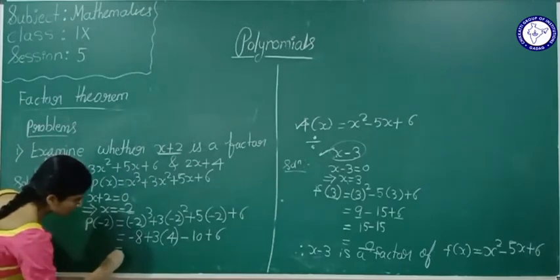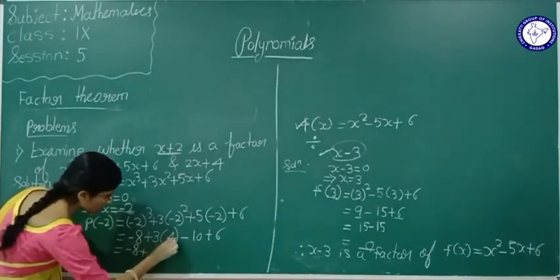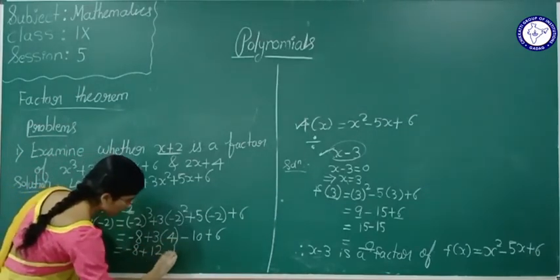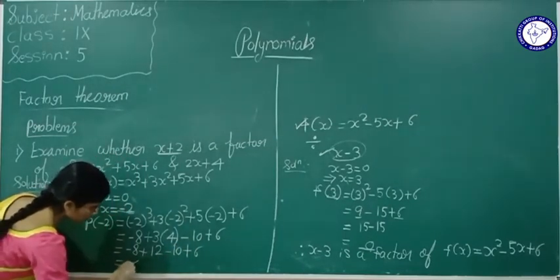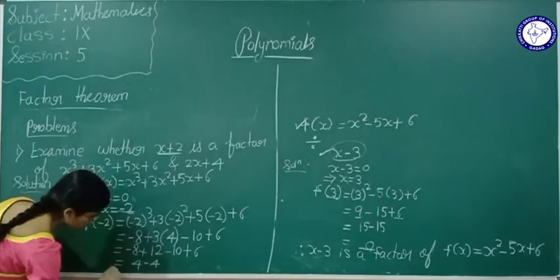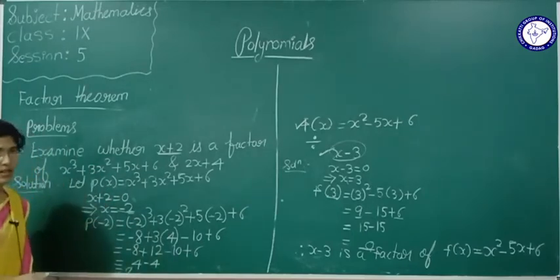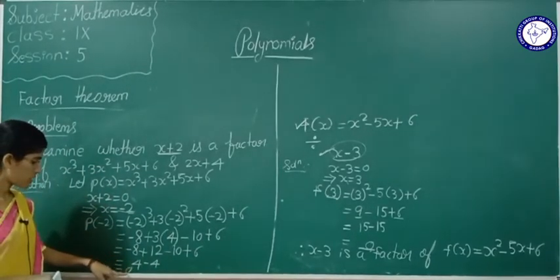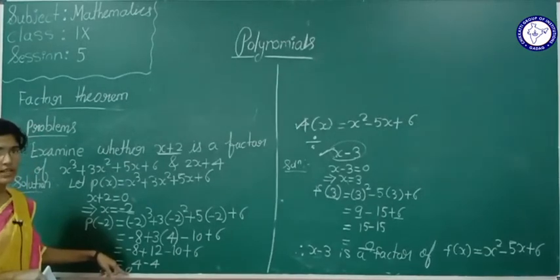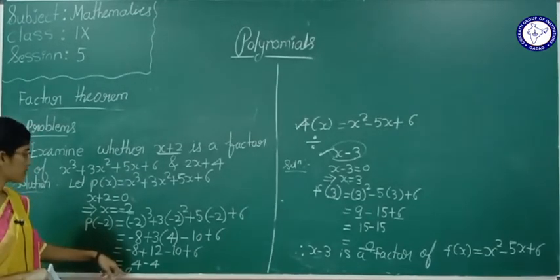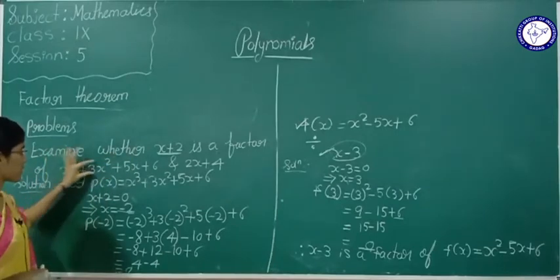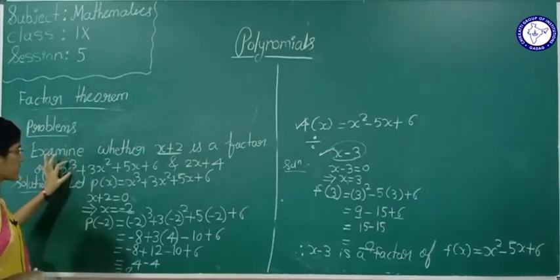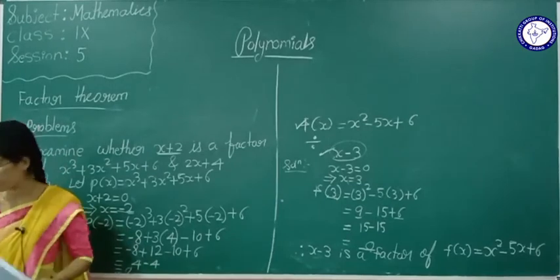Let's say minus 8, 3 4s are 12 minus 10 plus 6. This is nothing but 4 minus 4. 4 minus 4 is 0. So if we got this as 0, what can we tell here? We can tell that x plus 2 is a factor of this polynomial.